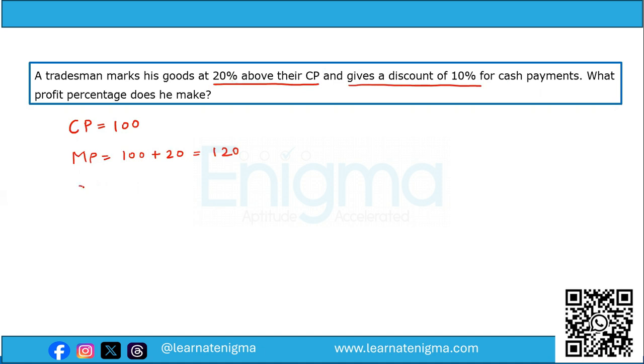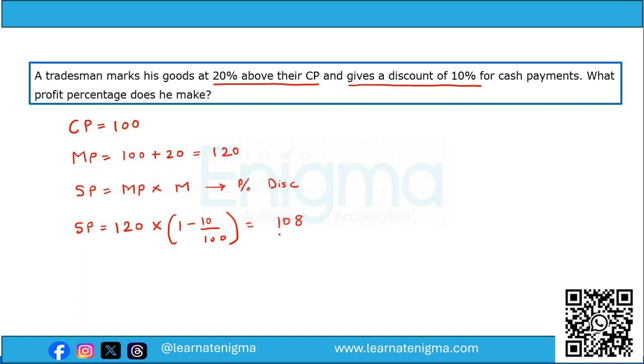Now, selling price is equal to marked price into multiplier. This formula you can apply when you have percentage discount. Now you have 10% discount. So therefore selling price will be marked price, that is 120 into 1 minus 10 by 100. Solving this, you get the answer as 108.